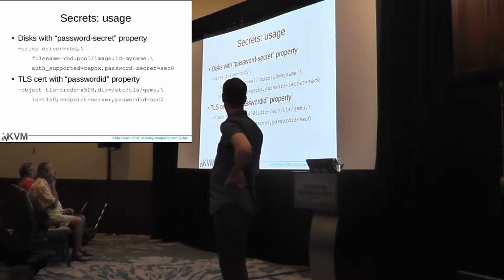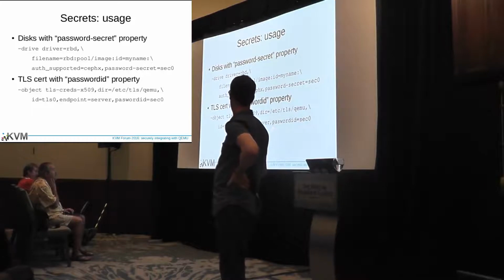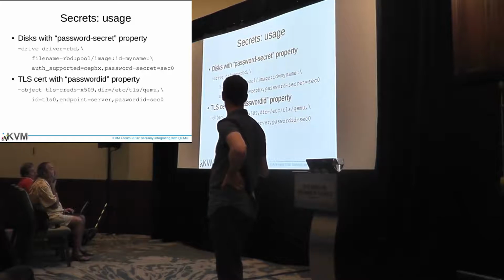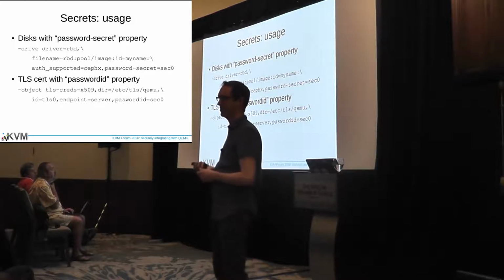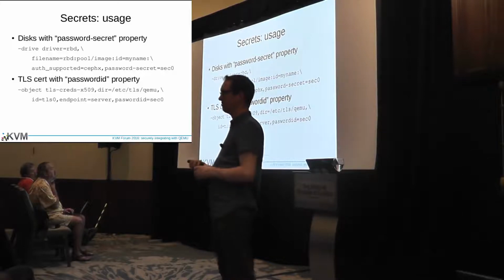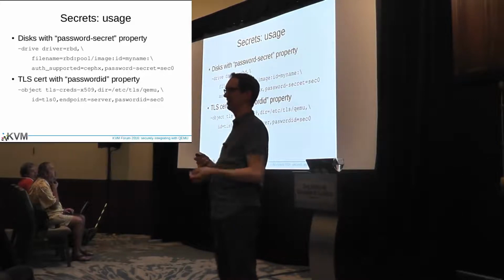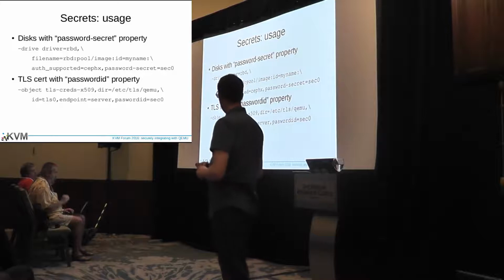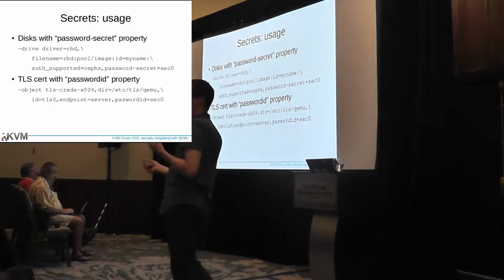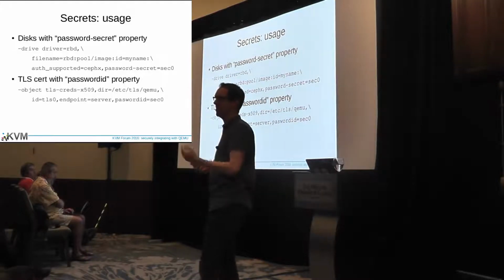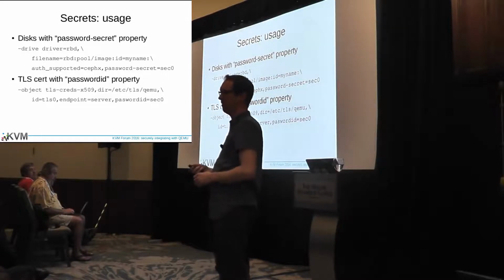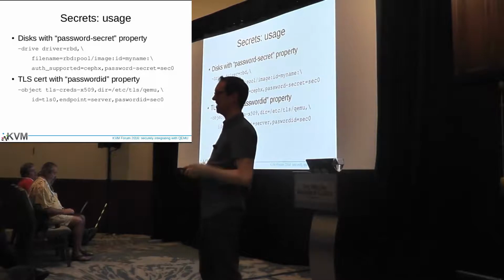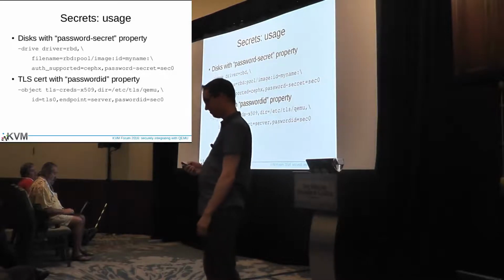And a similar kind of idea applies for the TLS private key. Slightly different property name here. But again, you're just providing a reference to the secret object, so QEMU can go and grab the secret that it needs for that particular thing that it's configuring. So this has provided us a nice, flexible way of getting passwords, keys, passphrases into QEMU in a secure manner that's standardized across everything QEMU does.